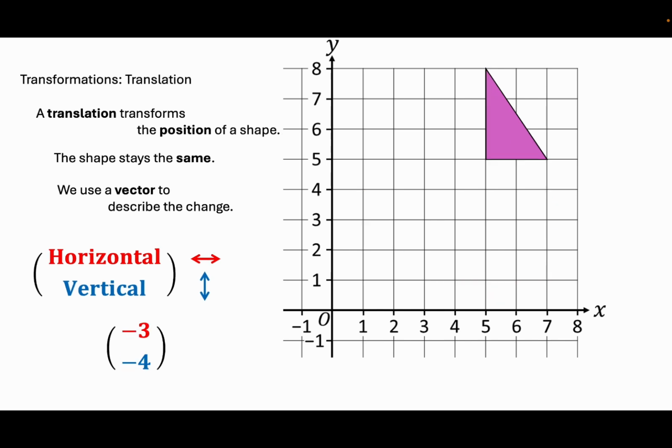In this question, what we wanted to do is to translate this shape by the vector (-3, -4). Now x is -3. That means we needed to translate the shape to the left by 3 units and then down by 4 units. So now what we need to look at is rotation.